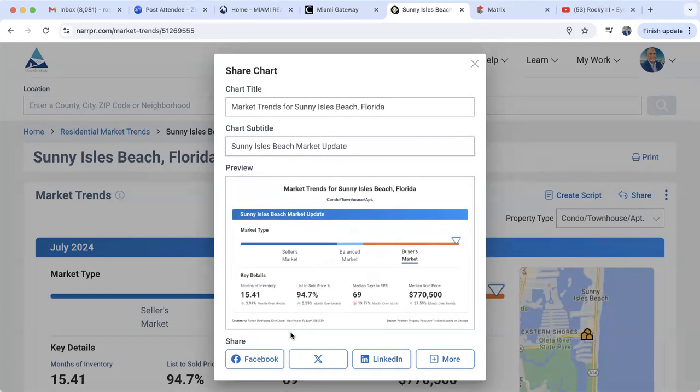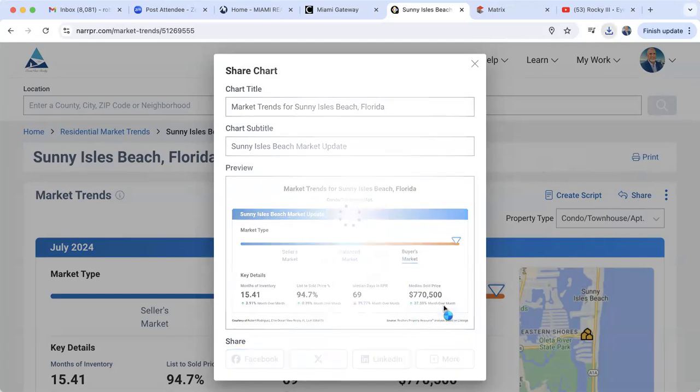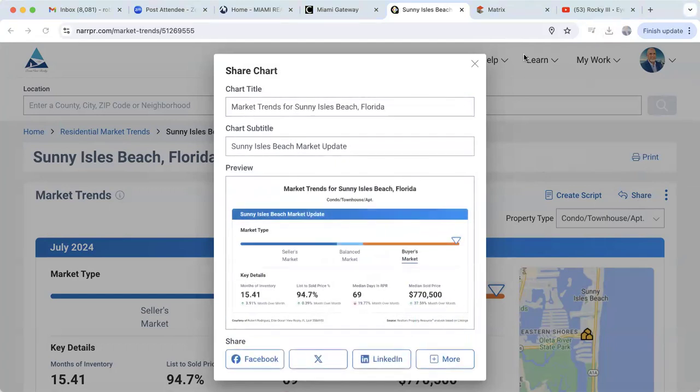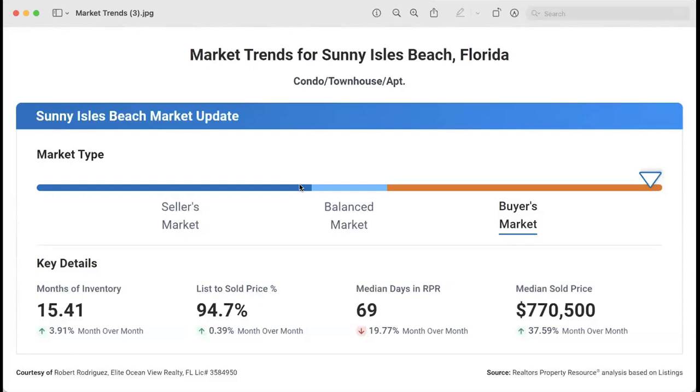You guys can share it on Facebook. You can share it on X or LinkedIn, or you can create yourself an image, a JPEG. All right, so let's click on that and let's show you. Let me share that screen with you. This is the image right here, and it's done. Basically, download this to your computer and use it.